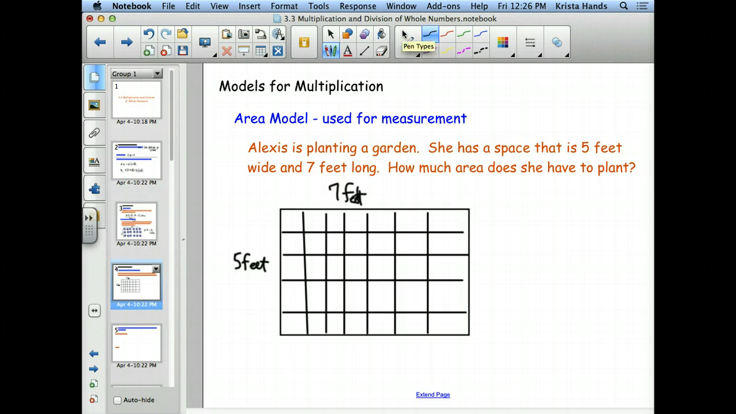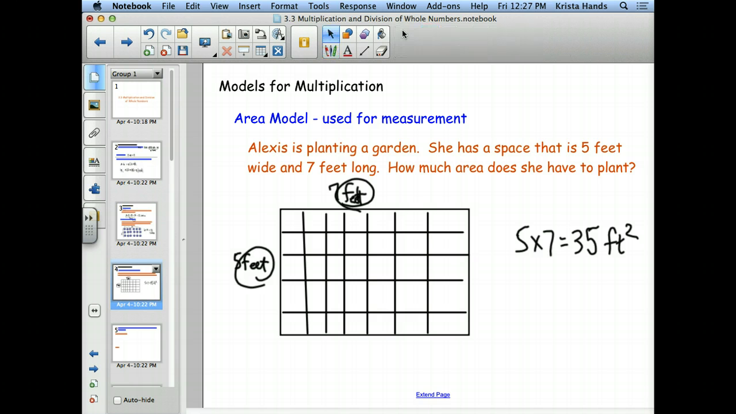If you were to count the little rectangles inside of there at this point, because they don't look like squares at all, you would get 35, right? So just for a moment, what would I write for my units on that? Because this is a little different. It's square feet or feet squared, yeah, simply because I'm multiplying feet times feet. So the dimension would actually be feet squared.